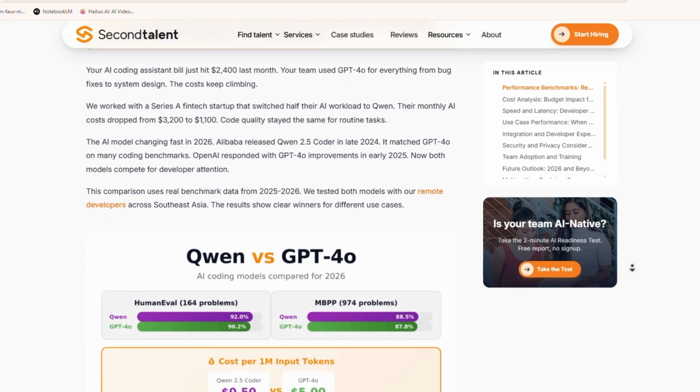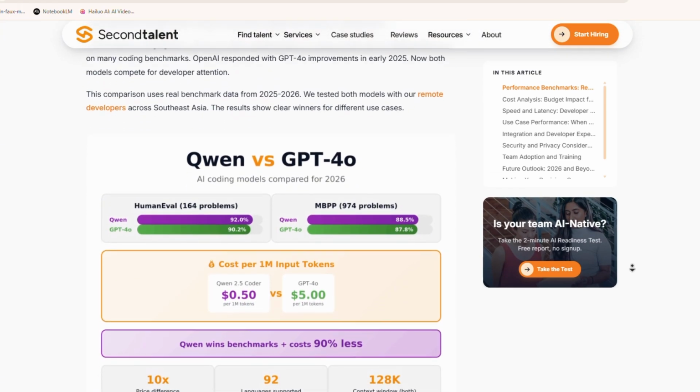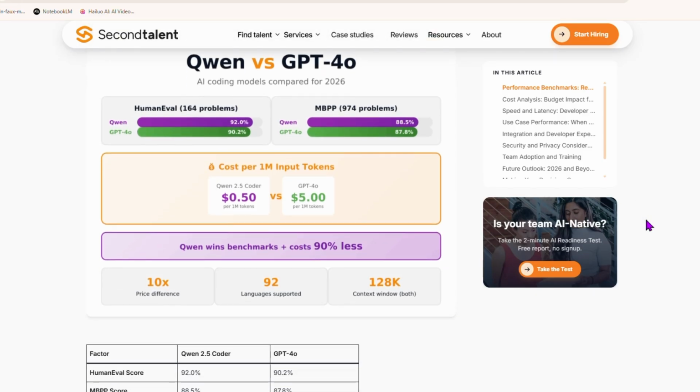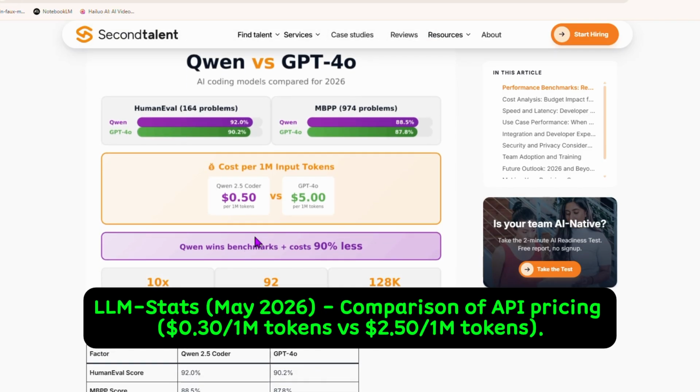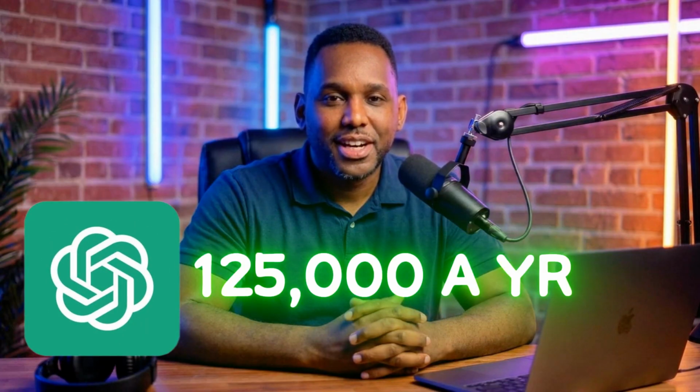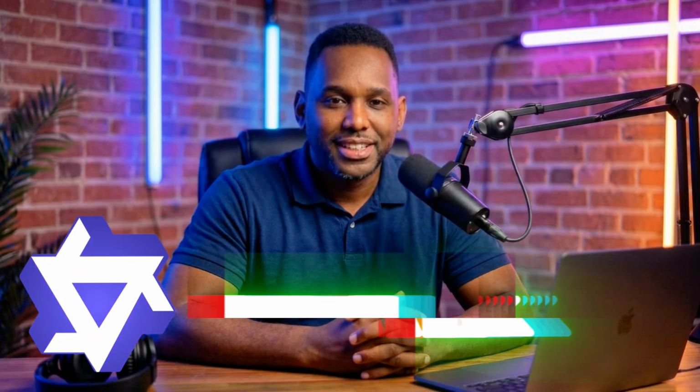GPT-4o costs about $2.50 per million input tokens. Qwen 2.5, hosted on providers like Together AI, runs around 30 cents. That's a 10 times difference just on API pricing. Now scale that up. Say you're processing 50 million tokens a month across your automations, your content pipeline, your customer support. With GPT-4o, that's potentially $125,000 a year. With Qwen hosted externally, you're under $15,000.